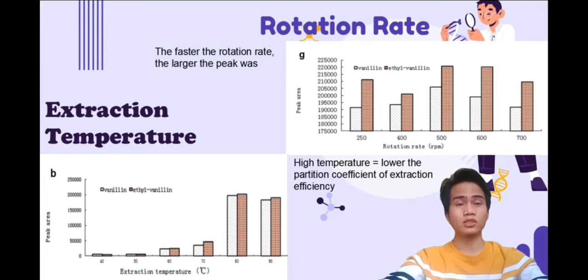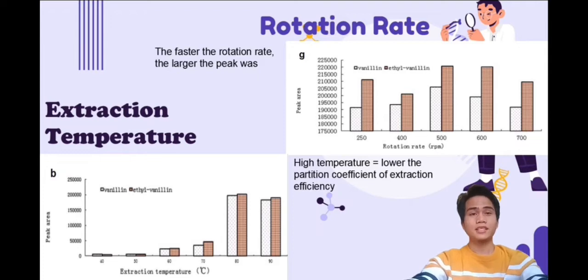When the rotation rate was above 500 rpm, the peak area no longer increased, therefore 500 rpm was chosen as the oscillation rotation rate. And for the extraction temperature, although high temperature helps to extract the analyte from the matrix, it could lower the partition coefficient of the extraction fiber and reduce the extraction efficiency. A 65 micrometer PDMS/DVB extraction fiber was used to study the peak area change of the analyte at 40, 50, 60, 70, 80 and 90 degrees, while keeping other parameters invariant. The result indicates that the areas of vanillin and ethyl vanillin reach a maximum value at 80 degrees.